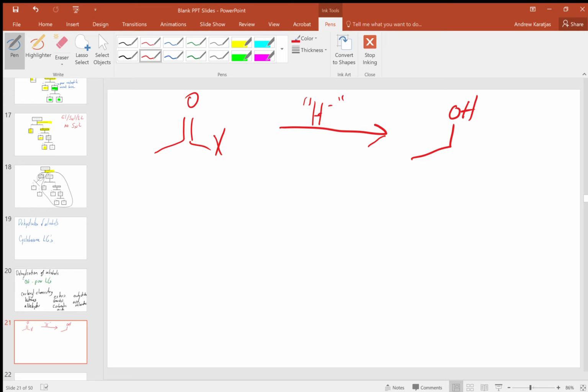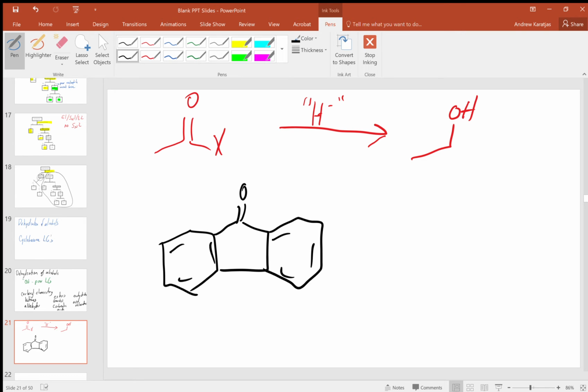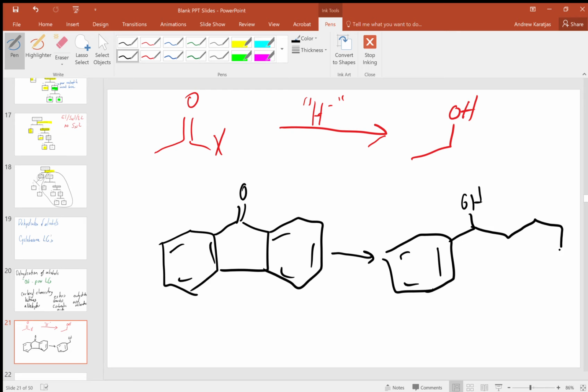And you may recall that we may have done a lab like this in Organic 1. Part of our chromatography lab was we saw that we could very easily reduce this compound, fluorenone, to this alcohol, fluorenol, using sodium borohydride. So, in other words, these reductions of carbonyls to alcohols.